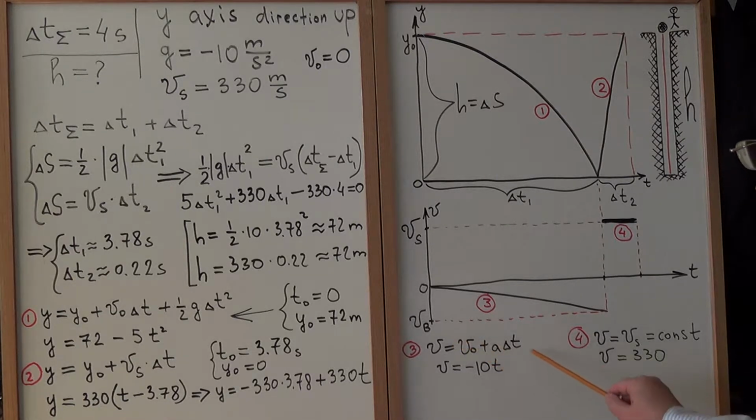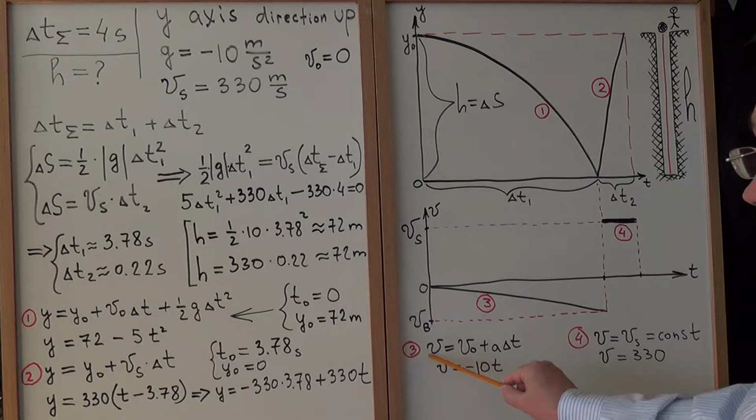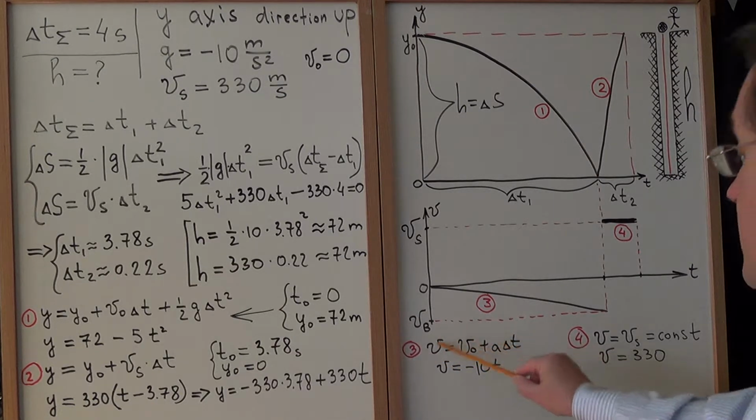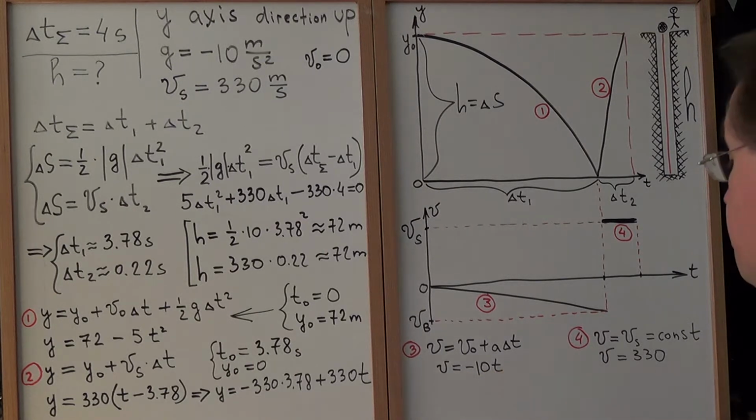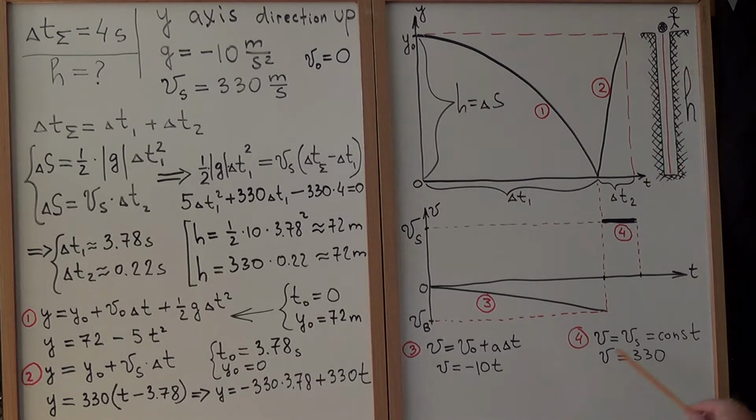For velocities, when we move with acceleration, this is the standard equation. Simplify, and we get v equals negative 10t, a linear function. And for the speed of sound, it's a constant speed, so we'll just have a constant function, this graph number 4.